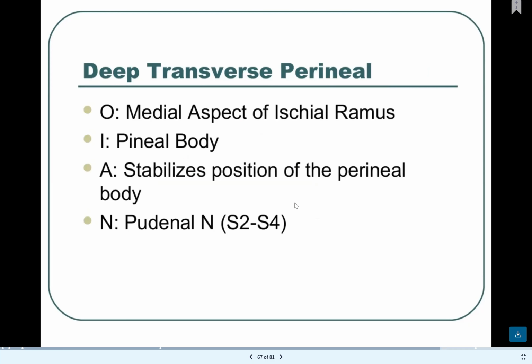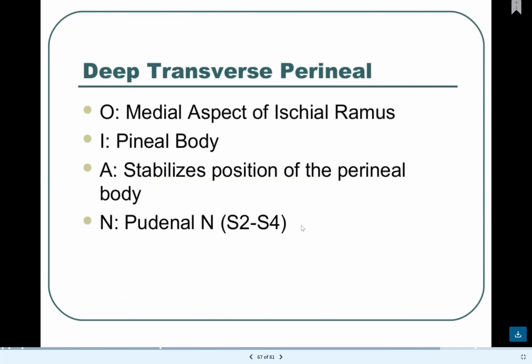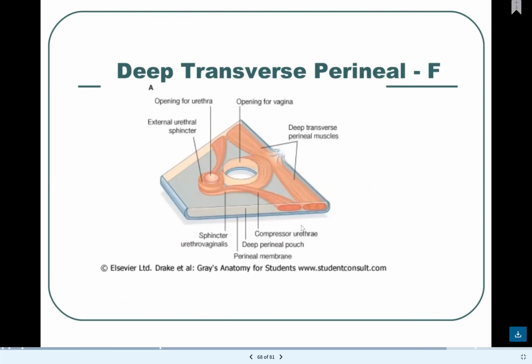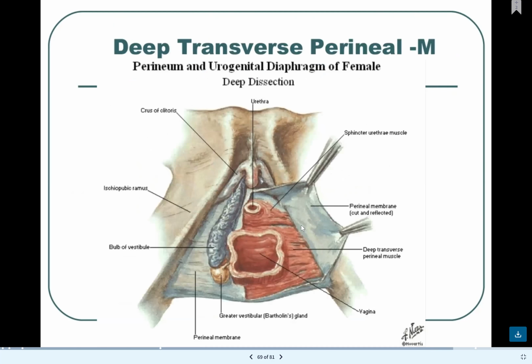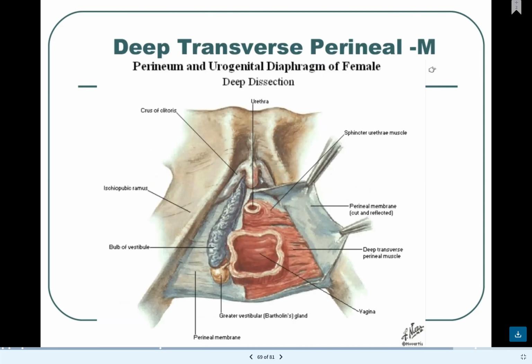So when I go back here, these are the deep transverse perineal muscles. Below this one, we'll have the deep. So these are actually superficial, but below them too, we have the deep. So you may not know depending on the depth of view. Now, what this M and F you see here, we are talking about female, male, female, male. So this is a male.